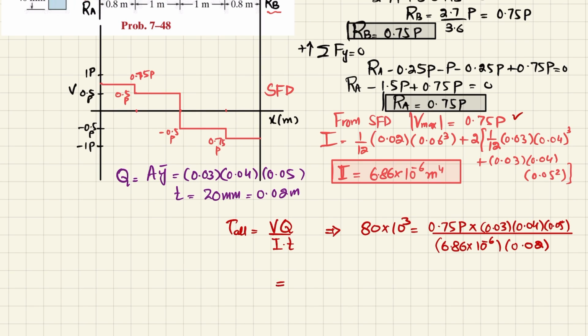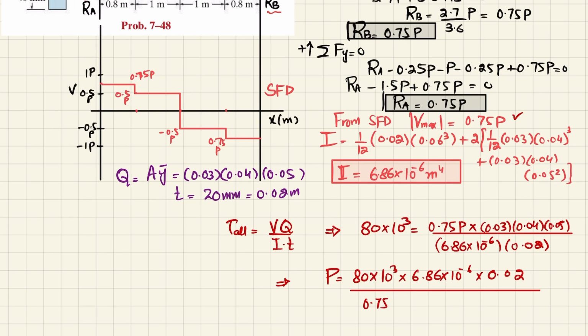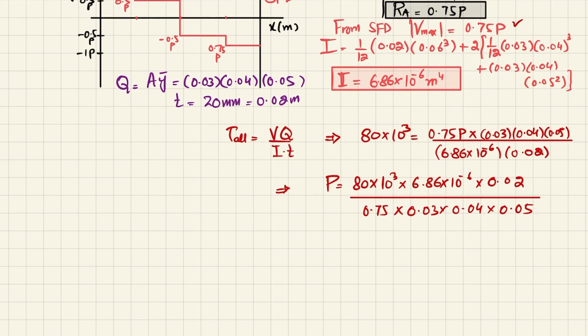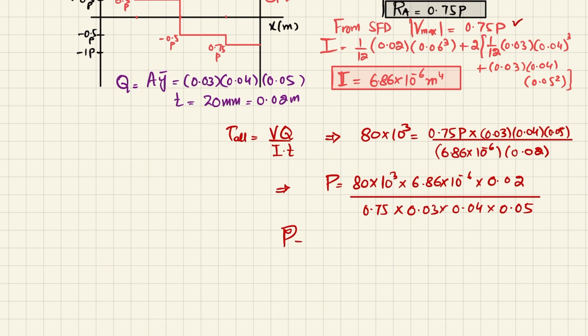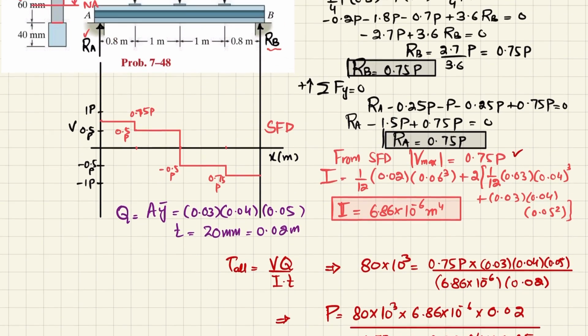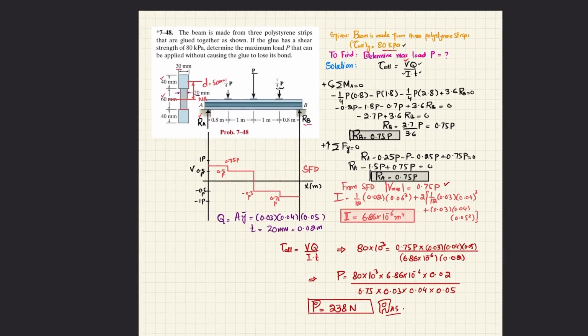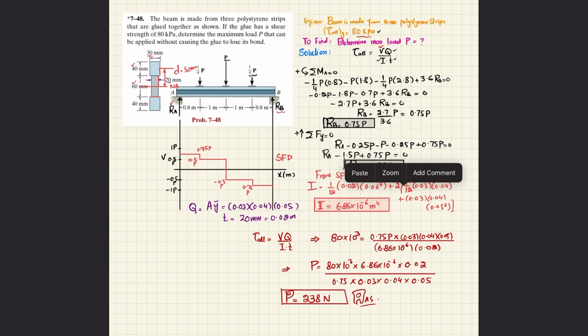So if we rearrange, you will get P equal to 80 into 10 raised to power 3 multiplied by 6.86 into 10 raised to power minus 6 multiplied by 0.02, divided by 0.75 multiplied by 0.03 multiplied by 0.04 multiplied by 0.05. Again, when you solve this by using calculator, you will get P equal to 238 newton. So this is the amount of load P that can be applied on this beam so that the glue should not lose its bond. And that was all about problem 7-48.